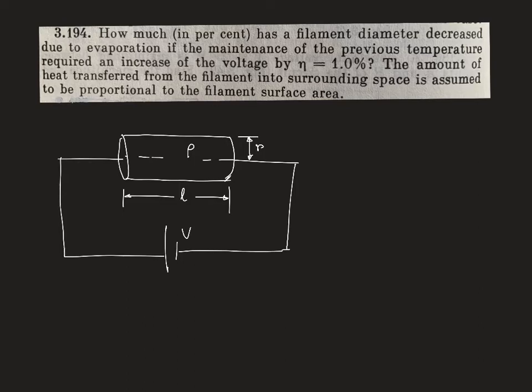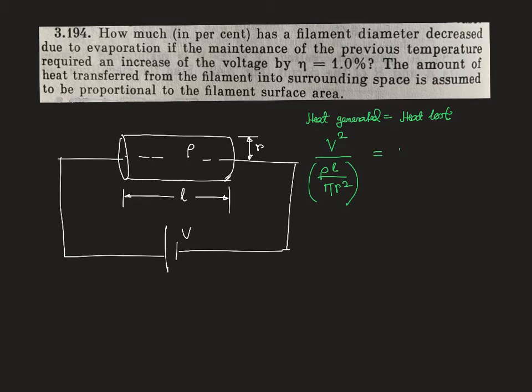So what happens here is that heat is generated inside the filament. The heat generated is equal to the heat radiated or the heat lost, right? And the heat generated is V square by resistance, which is rho L by pi R square. So V square by R is equal to heat lost.